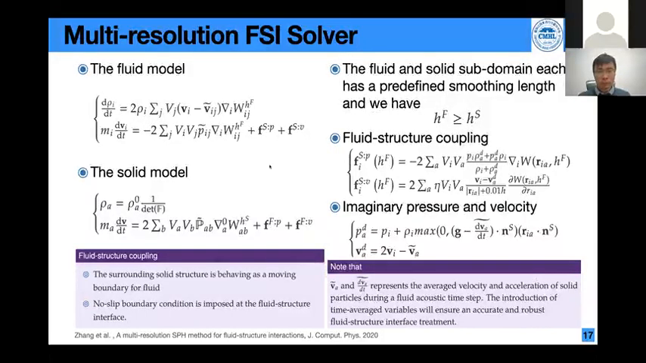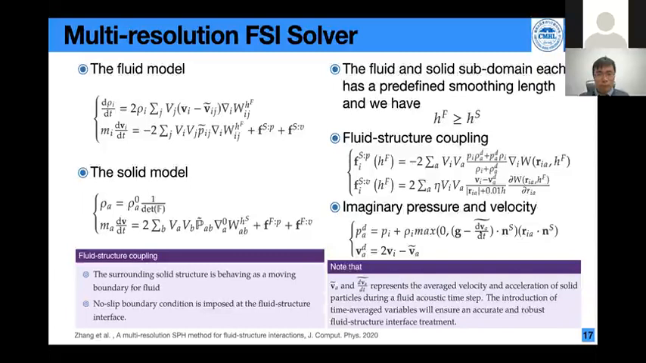So by applying a multi-resolution FSI solver, we use different smoothing lengths for the fluid and the solid subdomains. Generally, for computing efficiency, the smoothing length of the fluid is larger than the smoothing length of the solid. So then we can rewrite the fluid coupling force in this form. As you can see here, for the solid particles, we introduce an imaginary pressure and velocity. Here, the imaginary pressure and velocity are interpolated from the fluid particles. Also, we have introduced the time average of the velocity and the time average acceleration for the solid particles.